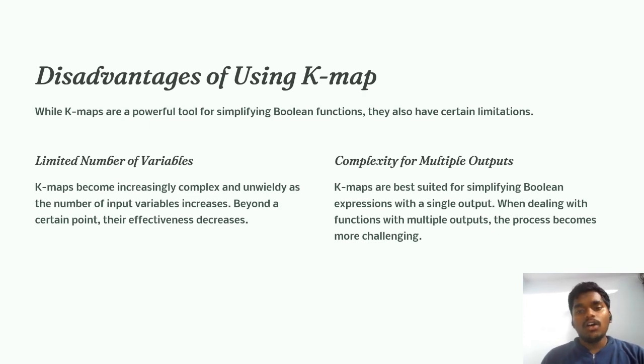Second, complexity for multiple outputs. K-maps are best suited for simplifying Boolean expressions with a single output. When dealing with functions with multiple outputs, the process becomes more challenging.